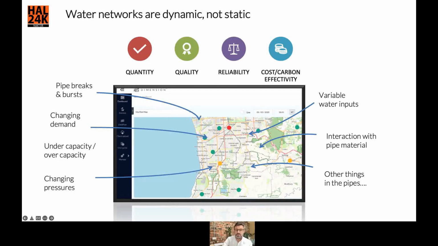So what's dynamic about it? Well, we know that we've got the challenge to deliver the right quantity and quality of water on a reliable basis every day, 24 hours a day, but at a lower cost and lower carbon. But we've got pipes that break, we've got changing demand depending on the seasons, depending on the time of day, which can lead to big problems in some parts of the world with undercapacity or overcapacity. Maybe even within one city, we have different parts of the network that are under or overcapacity. We've got changing water pressures within the network.